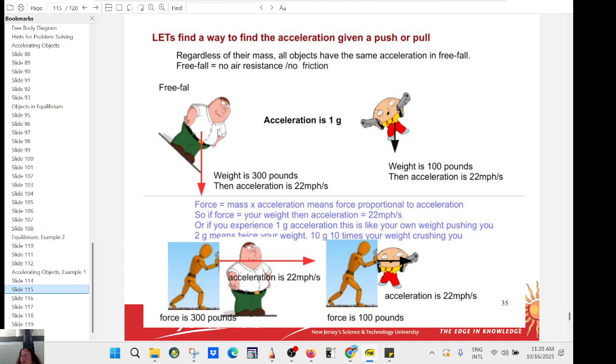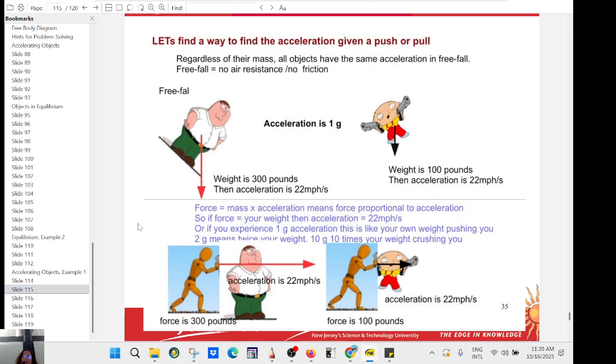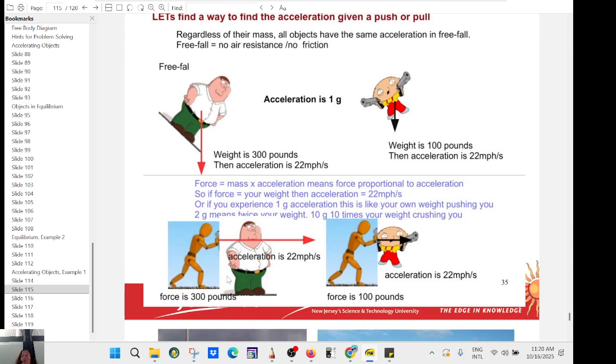For example, if you are in free fall, your acceleration will be 22 miles per hour per second. That will be 10 meters per second per second. If you are 100 pounds, that will be your same acceleration. But nature doesn't know if you are falling or moving along a straight line, which means if someone pushes you, the net force is proportional to the acceleration. That means if someone pushes you with 300 pounds, then your acceleration will be 1g. If someone is pushing you with 150 pounds, your acceleration will be 11 miles per hour per second. So it depends on the mass. If the force is 100 pounds, then the acceleration is 1g. So your own weight means 1g, or 1g means your own weight.